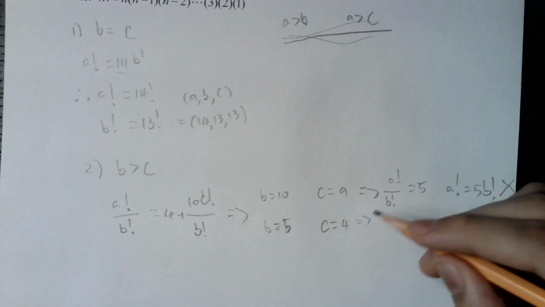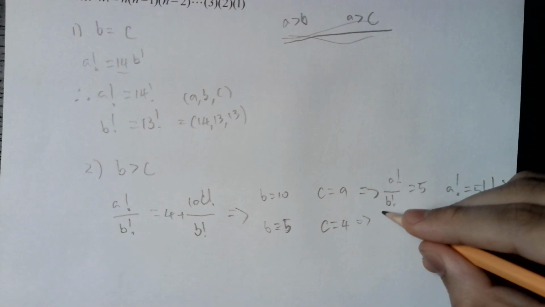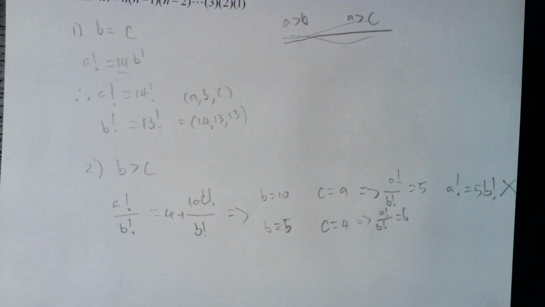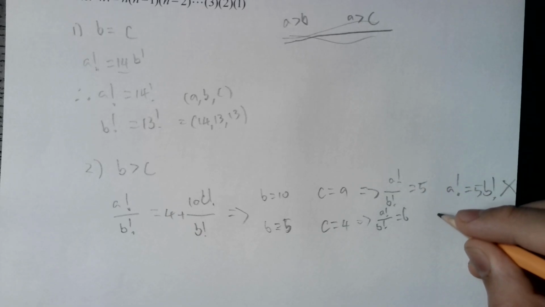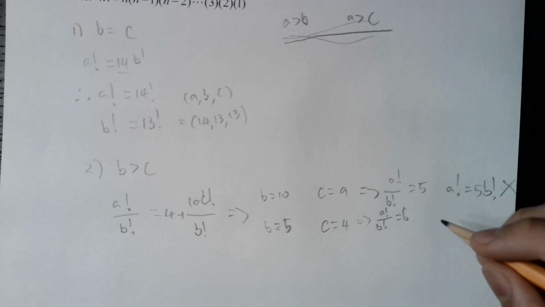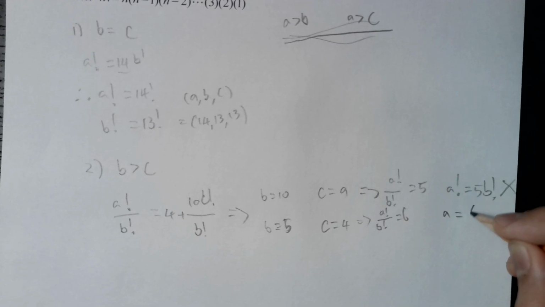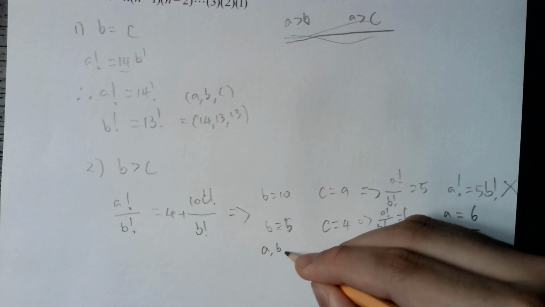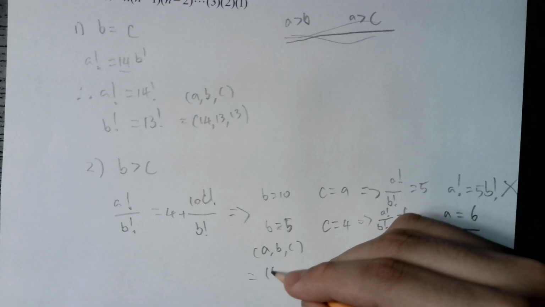But if c is equal to 4, this will actually be solvable. So same thing from before, a factorial divided by b factorial is going to be equal to 6 in this case. And now we just have a is going to be equal to 6, as a factorial here will be equal to 6 if you cross multiply, and so a is going to be equal to 6 here. So the triplet a, b, c is going to be equal to 6, 5, and 4.